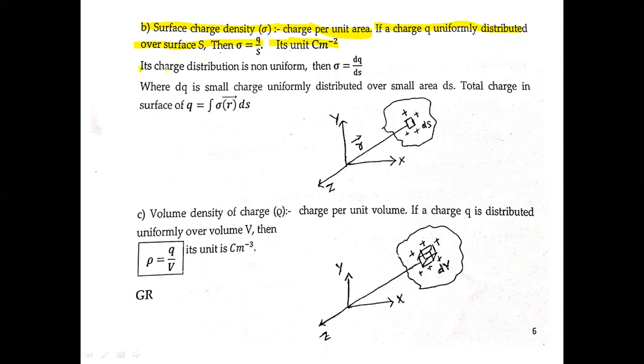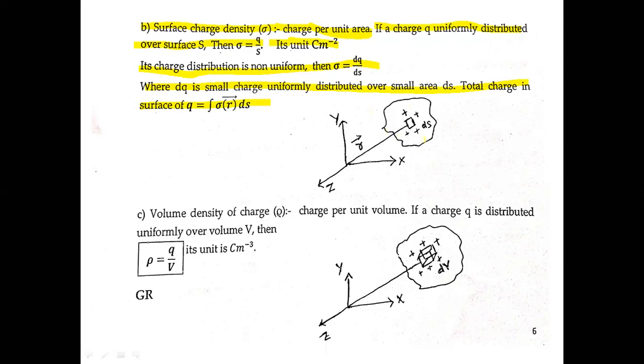If the charge distribution is non-uniform, then it is written as sigma equals dq by ds, where dq is the small charge uniformly distributed over the small area ds. If you want the total charge on the surface, we take the integration, that is Q equals integration of sigma of r into ds. ds is the small area.